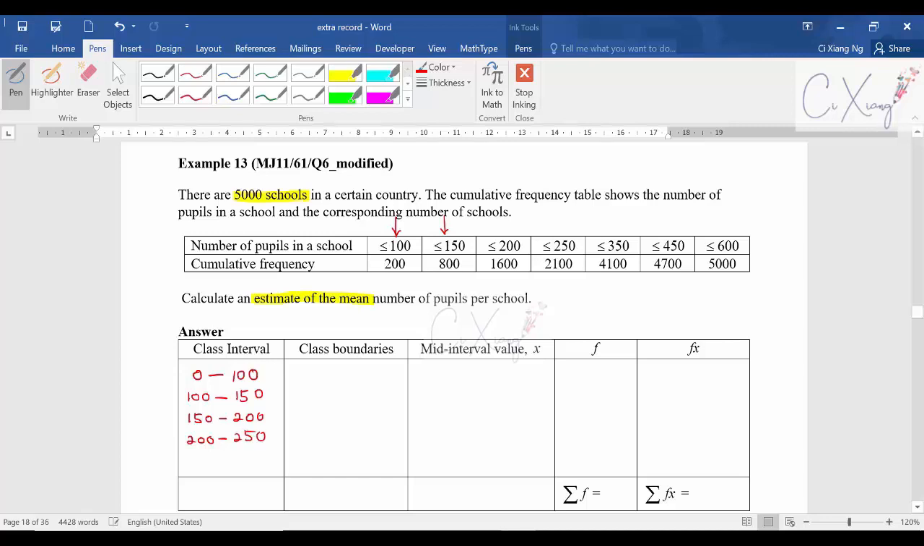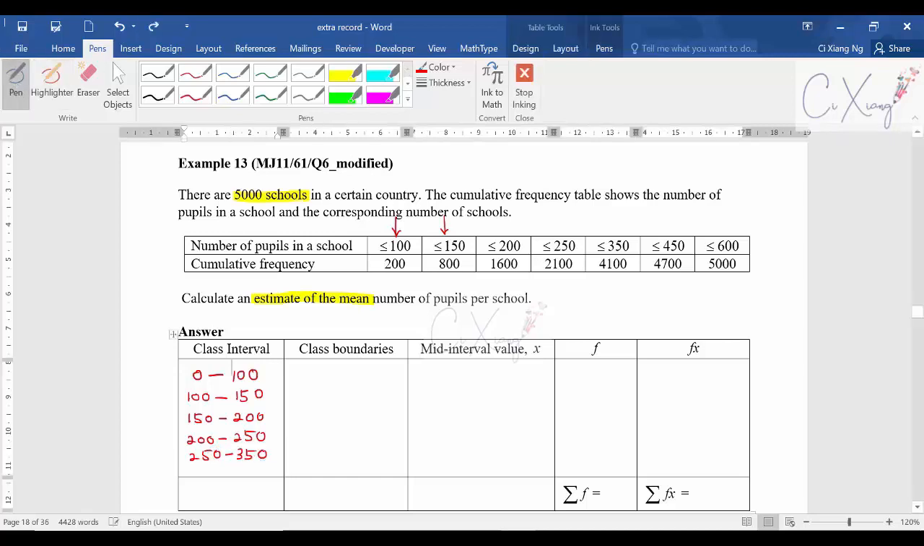Okay, then 250 to 350. Then you can write 350 to 450, and so on. All right, 450 to 600. Okay, so now this is what we have for the class intervals, and we are going to check for the class boundary. We need to see whether we need to add plus and minus 0.5 to the class interval to make it become the class boundary or not.